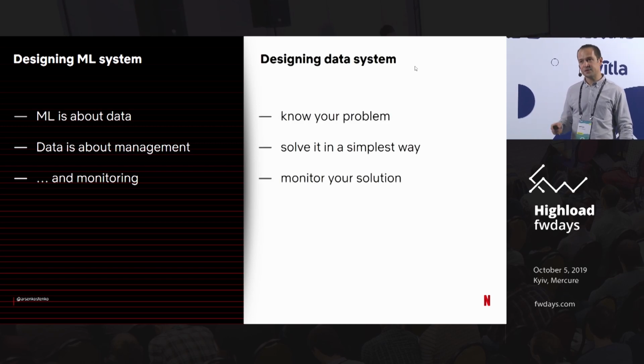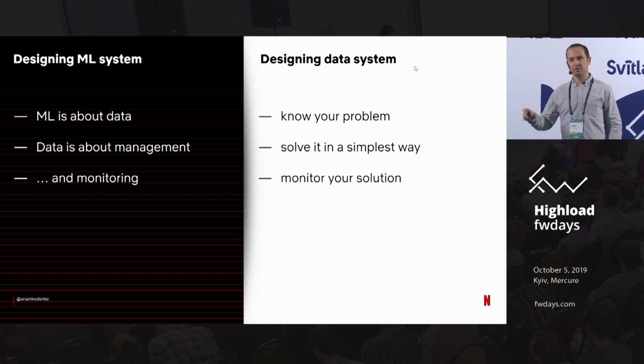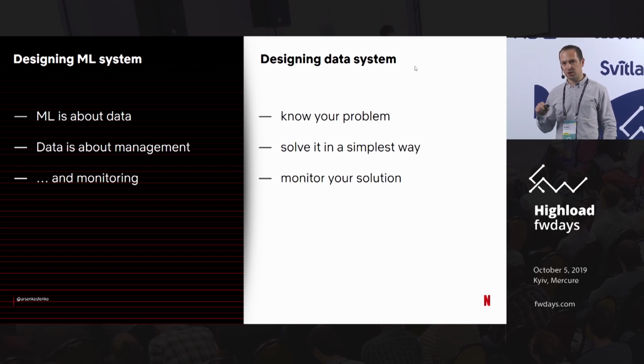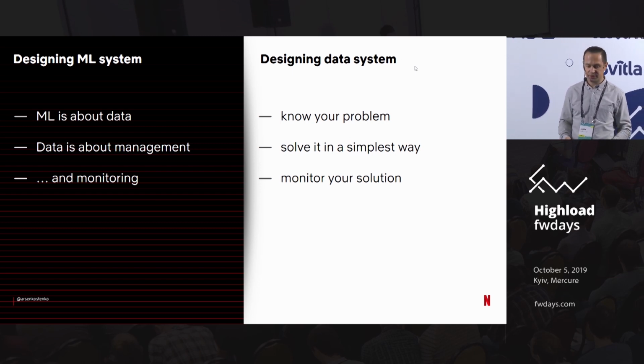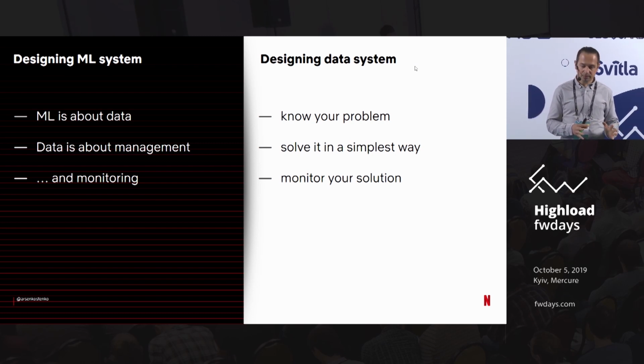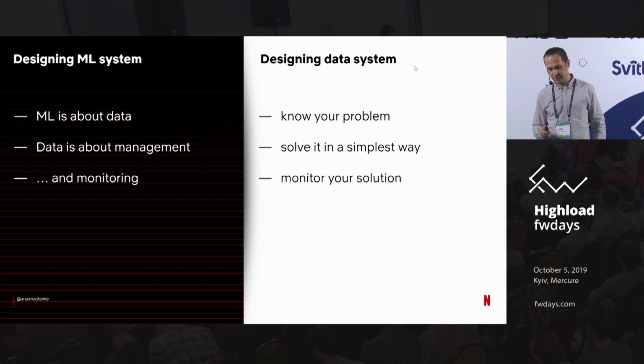When you are designing the data system, make sure that you know your problem. You're not solving someone else's problem. You're not solving the problem that some marketing department is pushing on you. Make sure you know your users and your particular constraints. Try to solve it in the simplest way possible. And then monitor your solution, talk to your users, and figure out what you want to change. Go to point 1 if you need to.